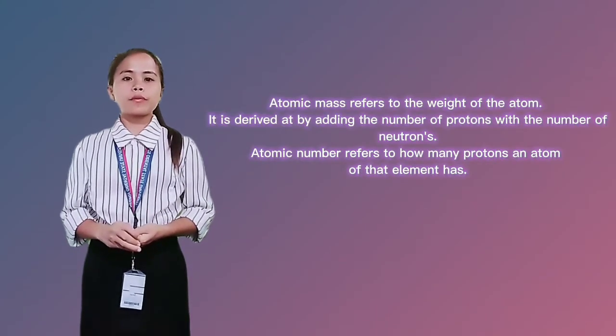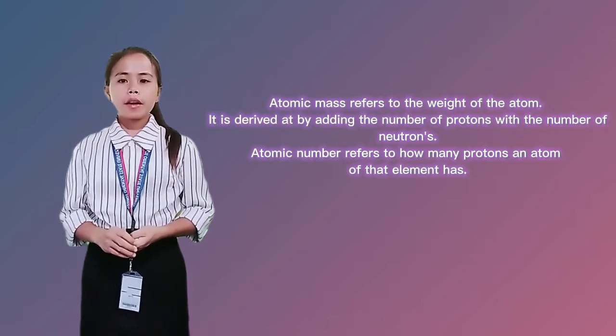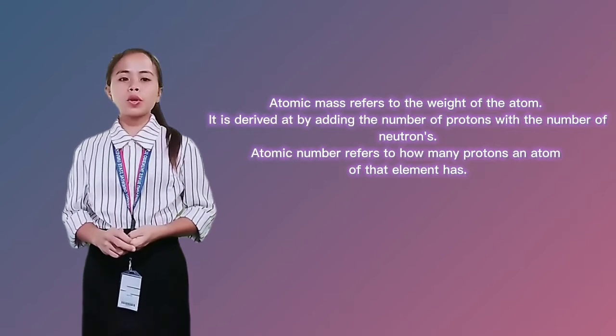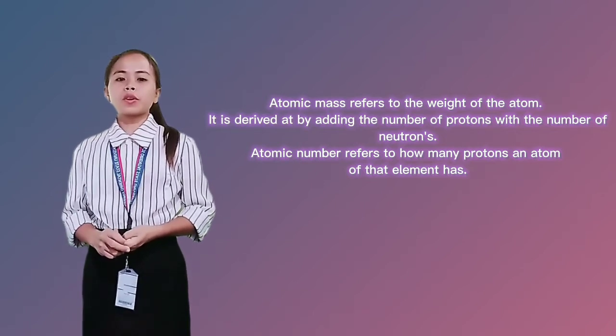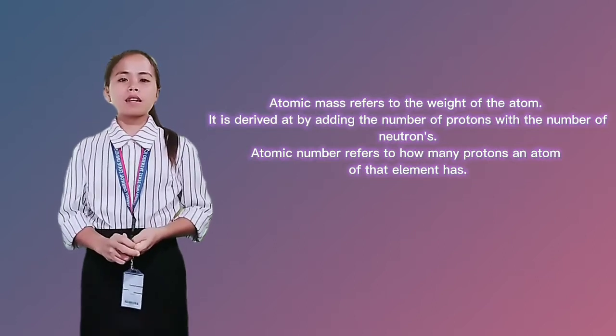Atomic mass refers to the weight of the atom. It is derived by adding the number of protons with the number of neutrons. Atomic number refers to how many protons an atom of that element has.